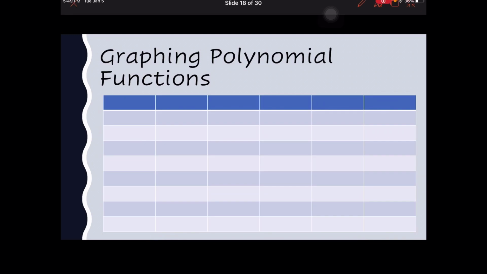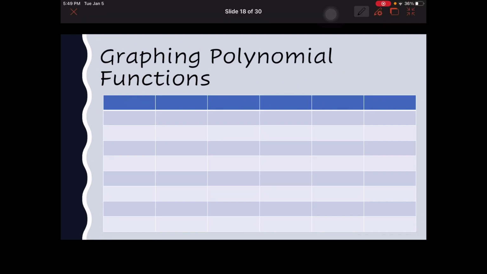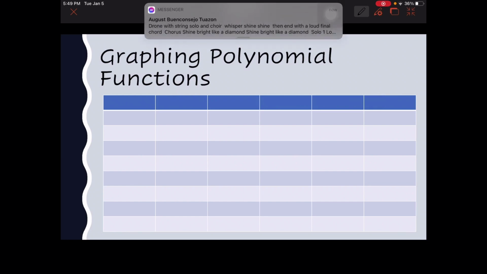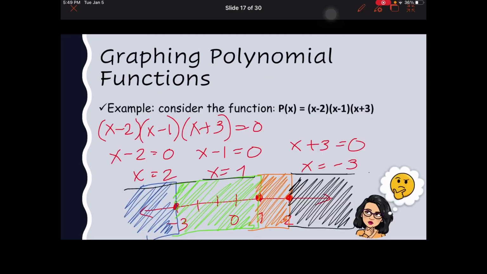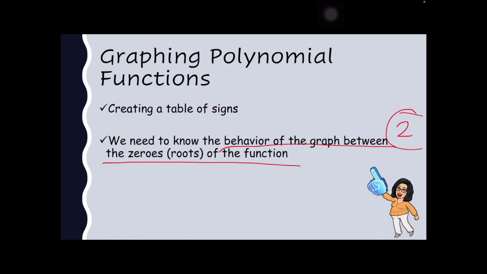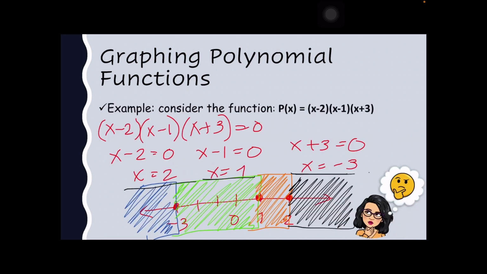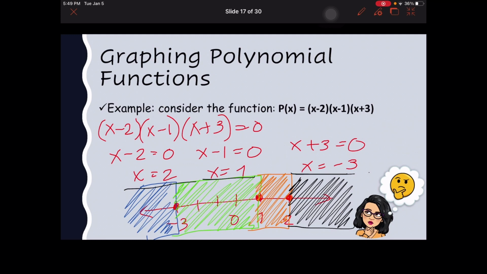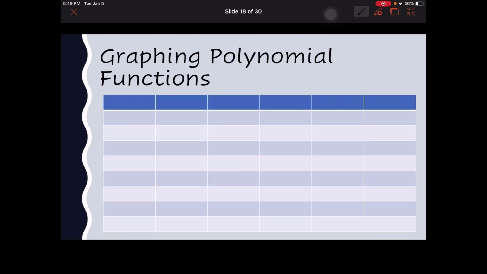Ganito lang po. Create tayo ng table na ganito. And then, we will write yung 4 na areas na ginawa natin kanina. So, remember, meron tayong 4 na areas. Meron tayong 1, 2, 3, 4 areas. So, ang first area natin ay everything less than negative 3. So, we can write that as x is less than negative 3.